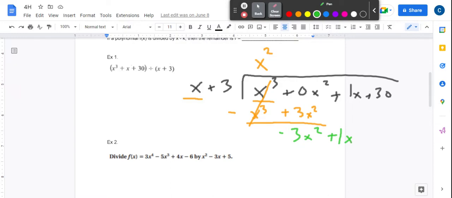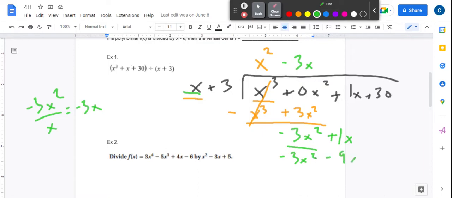Okay, now we're looking at our first terms again. So we were looking at the x and the negative 3x squared. So if we do negative 3x squared divided by x, that's equal to negative 3x. Okay, so we multiply x times negative 3x, which is going to be negative 3x squared. 3 times negative 3x is negative 9x. Now we come down here, we're going to subtract these two.